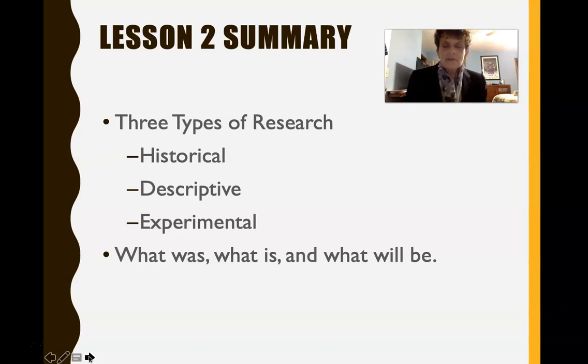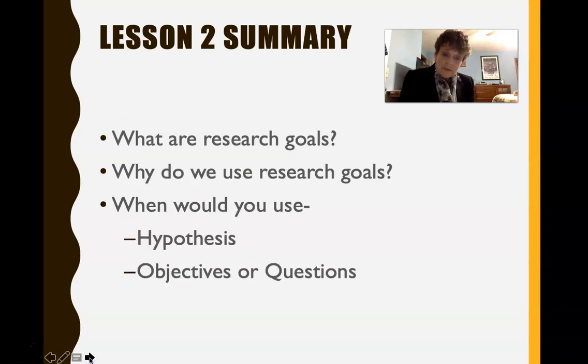So we're going to go out and I'm going to show you the OWL at Purdue in just a minute. But just to summarize this lesson for this week, we talked about there's three major types of research that we do. It's historical, descriptive, experimental. So historical is what was, descriptive is what is currently, and experimental is what will be, what we hope will be after the treatment.